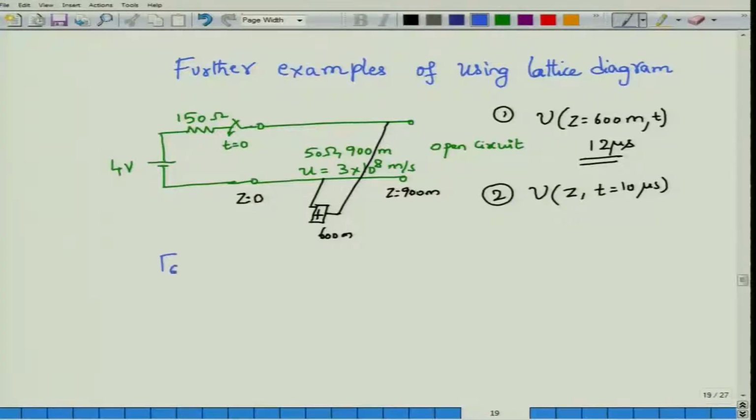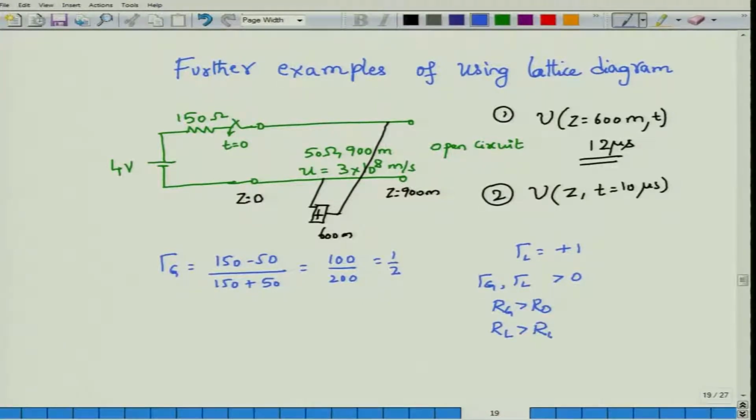So as part of that strategy, let us first calculate gamma g. Gamma g clearly is given by 150 minus 50, 150 being the generator impedance, divided by 150 plus 50. So this is 100 by 200, equal to half. Similarly, what is the load reflection coefficient? By now you know that the open circuited load will have gamma L equal to plus 1. Just for our reference, we will also note that gamma g and gamma L are both positive numbers, indicating that Rg is greater than R0, and RL is also greater than R0. So this is the first step of calculating the reflection coefficient.